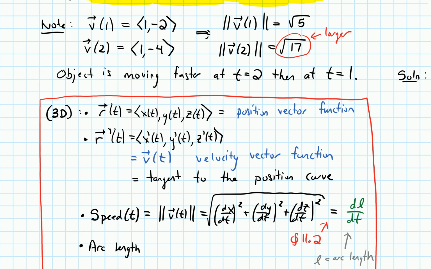Okay, and then finally arc length. This is also just reviewing a little bit from section 11.2. It's an integral from a starting time a to an ending time b of the magnitude of v of t, dt. So these first two things, r of t equals the position function and r prime of t equals the velocity function, are new to this section. And these second two formulas for speed and arc length are connecting stuff that we've seen in this section with stuff that we saw in section 11.2.